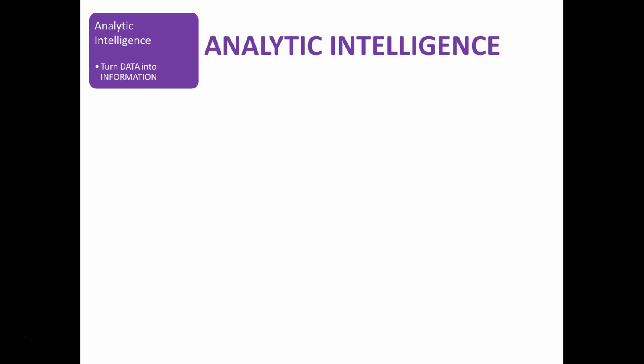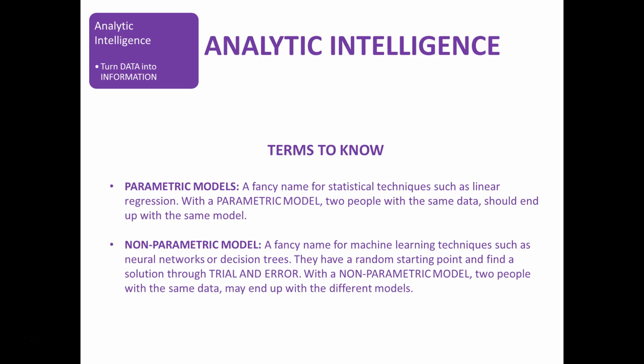Hello, in this section we're going to speak about terms and concepts which you might encounter with the analytics intelligence area. The first two that we'll talk about are parametric models and nonparametric models. Now, a parametric model is just a fancy name for statistical techniques like linear regression that are very common and well understood. A nonparametric technique is a fancy name for a machine learning technique that uses trial and error as the means of coming up with a solution.